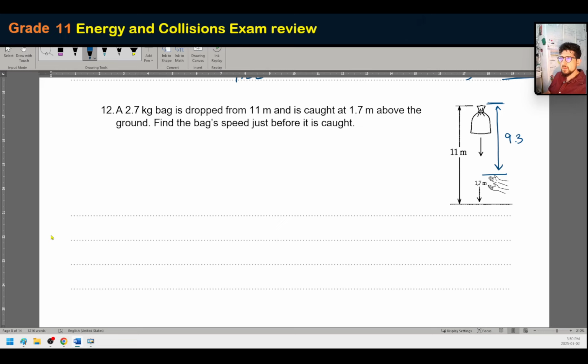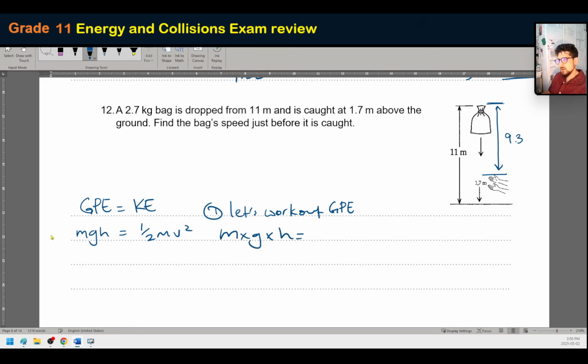So first of all, gravitational potential energy is equivalent to kinetic energy in this case. And that's mgh is equivalent to half mv squared. So let's work out, step one, GPE. So that's going to be mass times gravity times height, which is equivalent to 2.7 multiplied by 9.81 multiplied by 9.3. That's the height. So that's going to equal 246.3 joules.